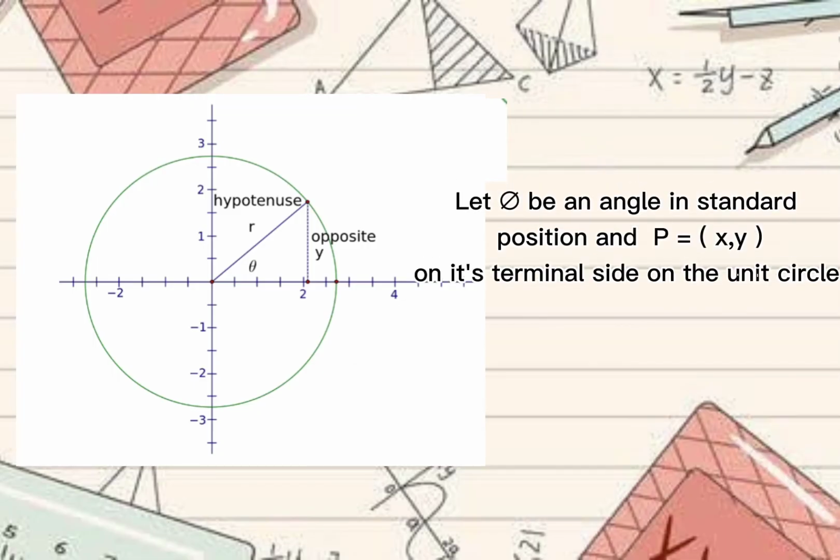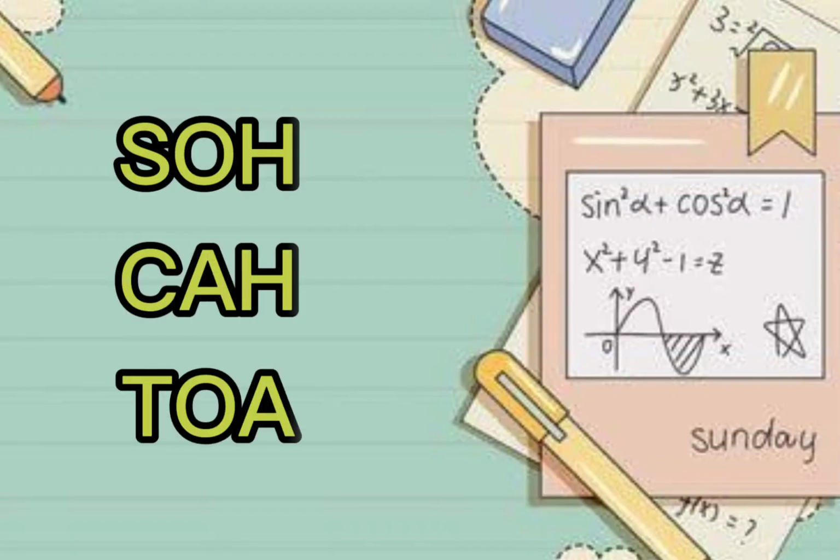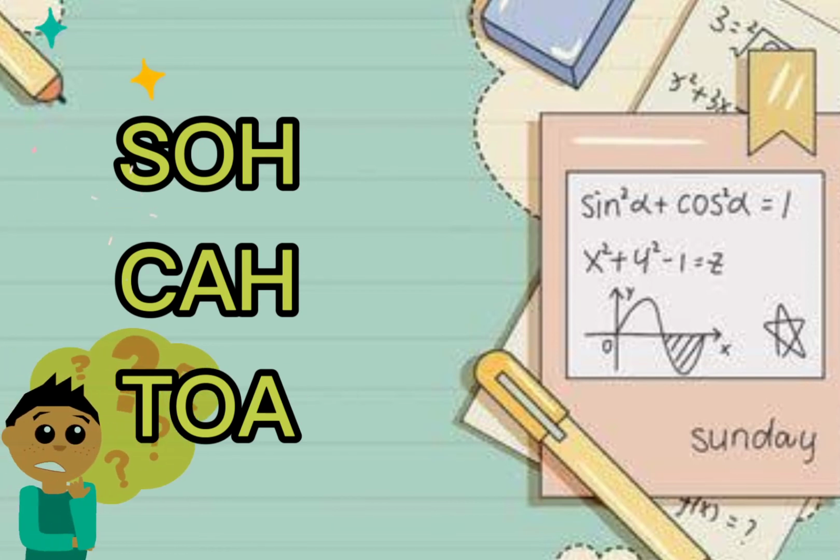Let theta be an angle in standard position, and point P equals (x, y) on its terminal side on the unit circle. So we have angle theta, which is the angle in standard position, and we have point P, and this point P is denoted by x and y. So therefore, this is our x and this is our y. To solve this, we use SOHCAHTOA. We are familiar with this method since high school.